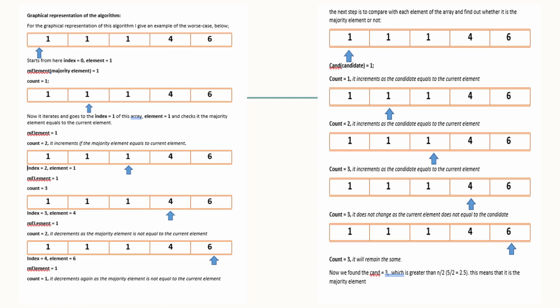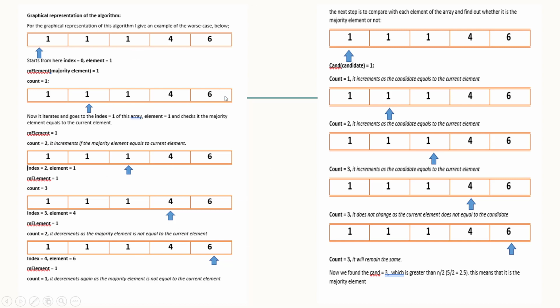3. Now we will go to the next element, which is 4 in here, and the index is 3. The element is 4, the majority element is 1. Now we will compare them. We see that they are not equal. The majority element is 1, and here the current element is 4. So we will decrement the count by 1, so the count now is 2. Now we will go to the last element, which is 6, at index 4 of this array. And now we see the majority element is 1. They are not equal, so we will decrement it once again, and the count equals 1 now.